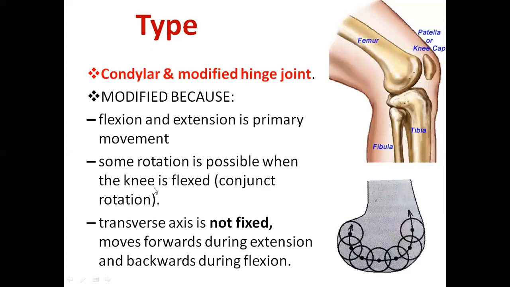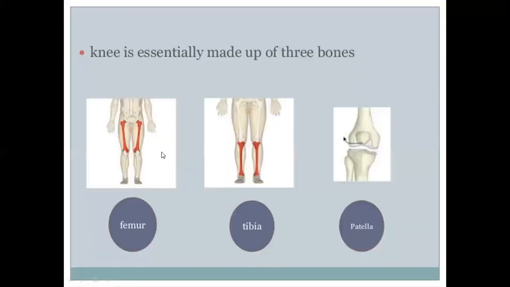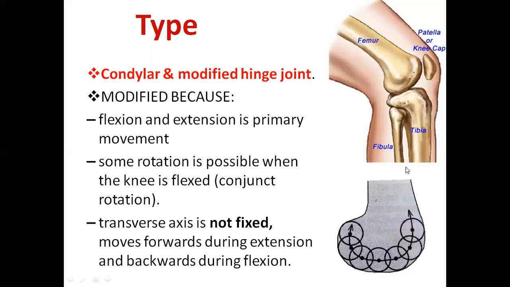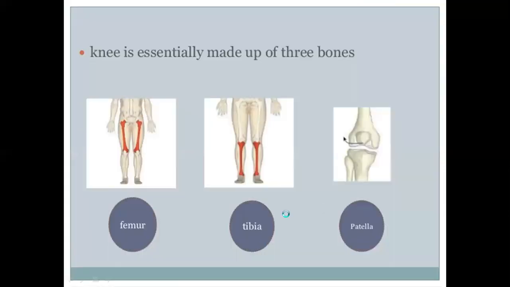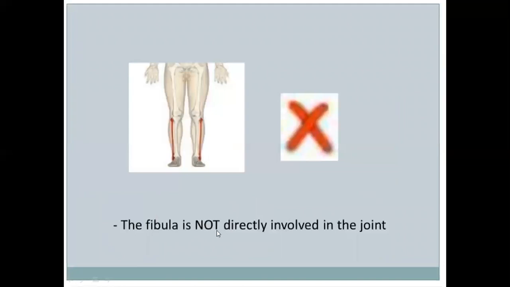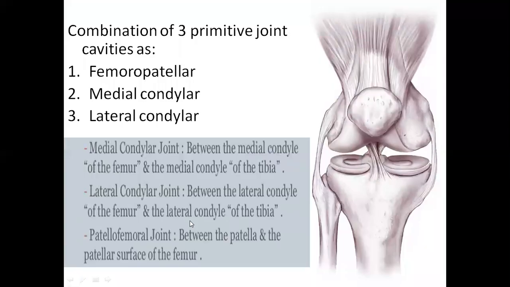We know a hinge joint allows movement only in one plane, right? Okay. So the knee is essentially made up of three bones. That is the lower end of the femur, the upper end of the tibia and the posterior aspect of the patella. So femur, tibia and patella are participating. Please make a note, fibula is not a component of the knee joint. Fibula is not directly involved in the joint, though we have the attachment of ligaments.